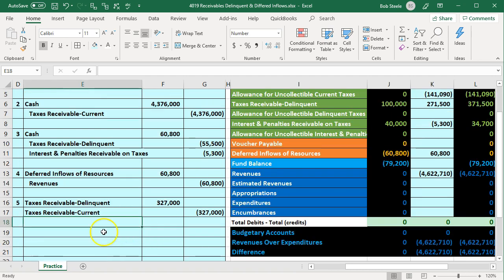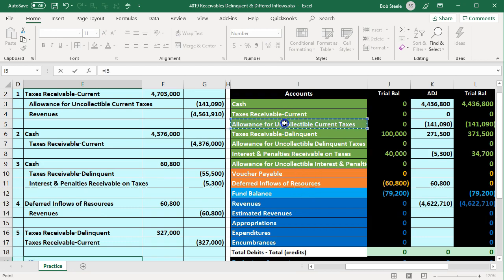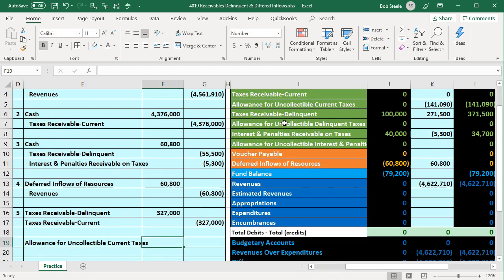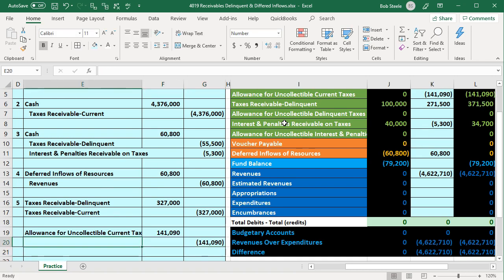So I'm going to skip a line. I'll make this another entry. This equals the allowance account, and it's going to be for 141,090. We'll credit something, and it's going to go into the allowance account for the delinquent. So there we have it. If we post this, then we're going to post the current allowance.